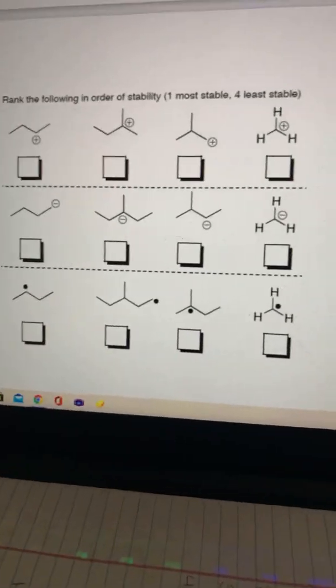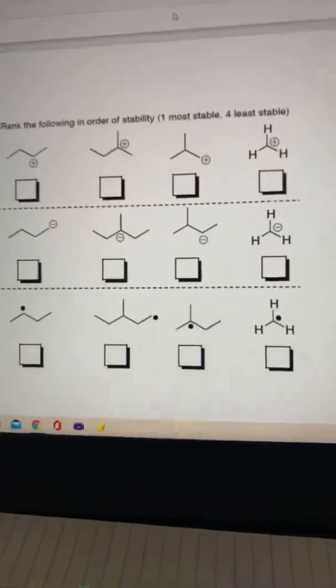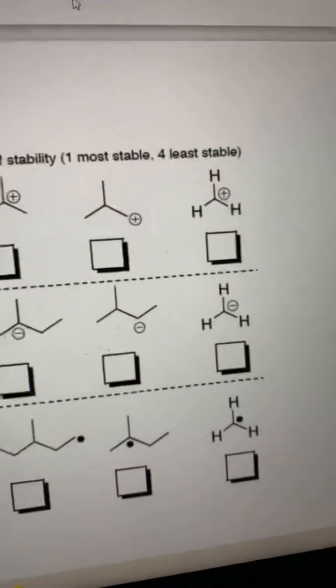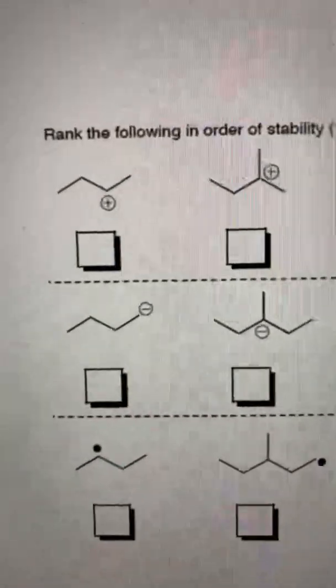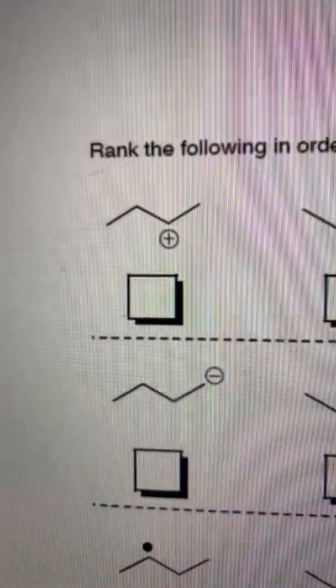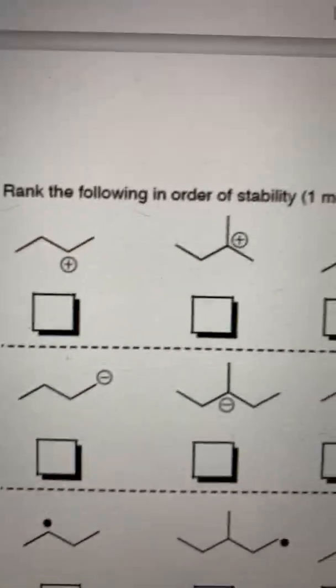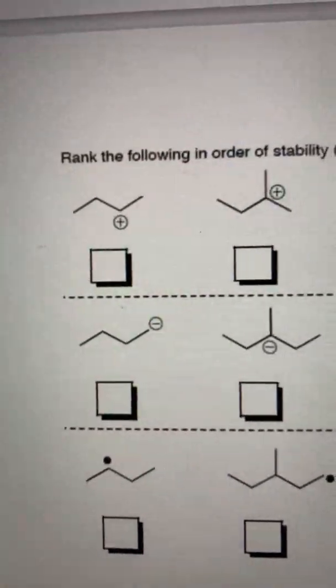So continuing that thought process, we are given a series of carbocations. So the first one is going to be, in relation to all of the collective, the second most stable.